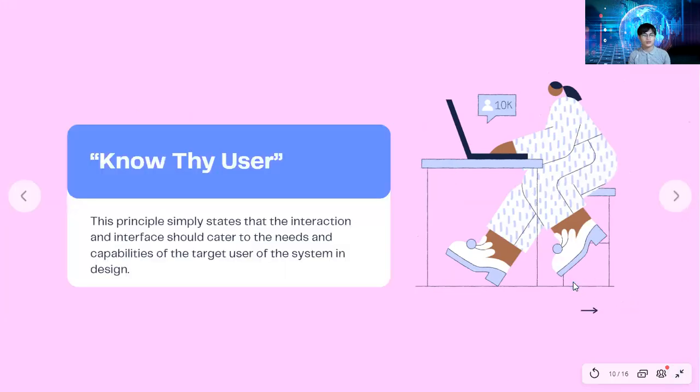Okay, know the user, or know your user. This principle states that the interaction and interface should cater to the needs and capabilities of the target user of the system and the design. So it's very important that before creating a system, you should be able to target who will be your user, or who is going to use your system. Because it would be very hard to design and create software without knowing who your targeted user is.